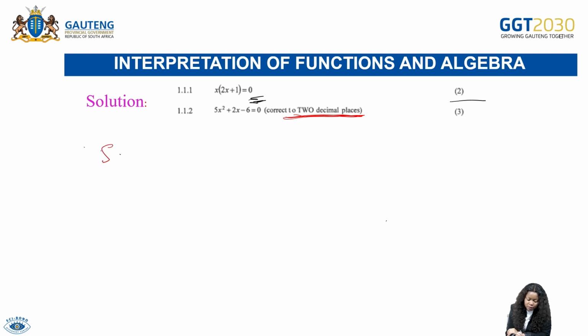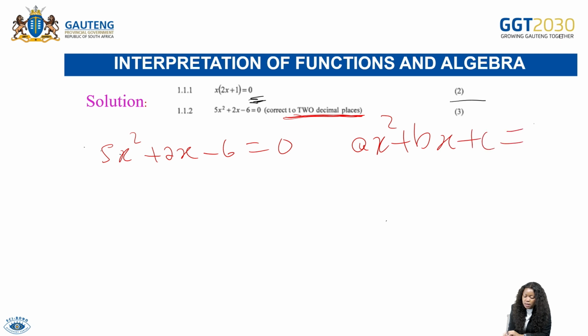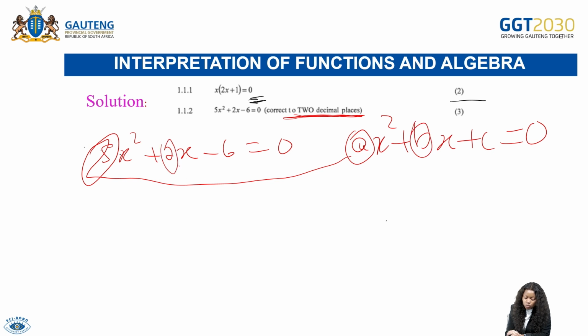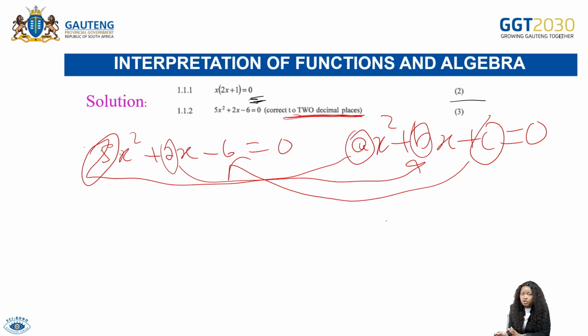So you are given that 5x² + 2x - 6 = 0, right? You can see this is a trinomial, or a quadratic equation, because it is given in the form ax² + bx + c = 0. So your a is given as 5, your b is given as 2, and your c is given as negative 6. You just use the quadratic formula because you can't factorize it, since they're saying you must correct to 2 decimal places.